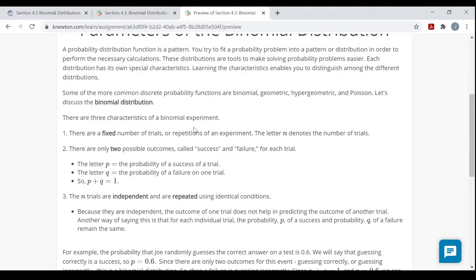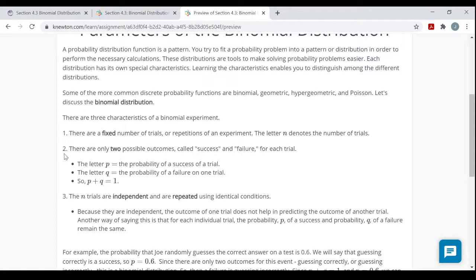Alright, so here are the characteristics. These things need to be happening in order for us to be in the situation where we have a binomial distribution for a discrete random variable. There are 3 characteristics of a binomial experiment. Number 1, there are a fixed number of trials or repetitions of an experiment. So the experiment is repeated only so many times, no more, no less. And that number of trials is going to be denoted by lowercase n.